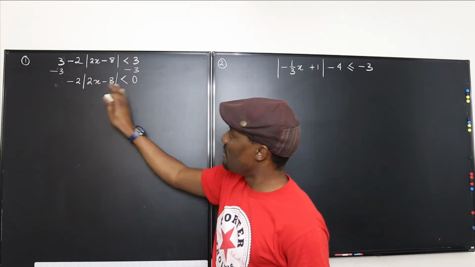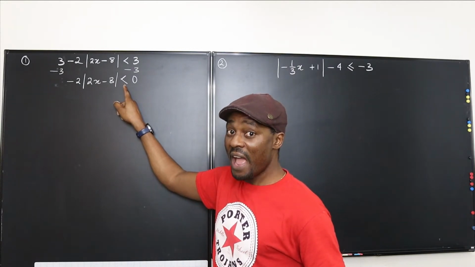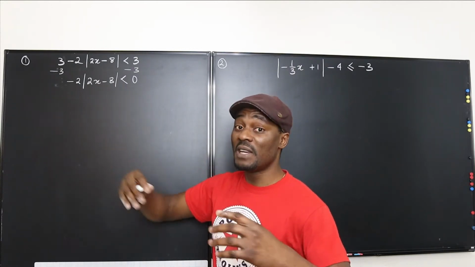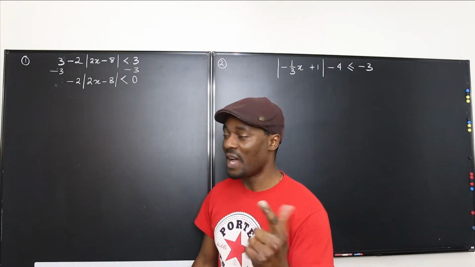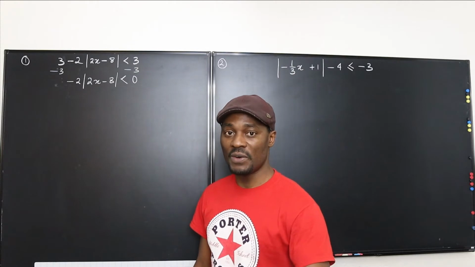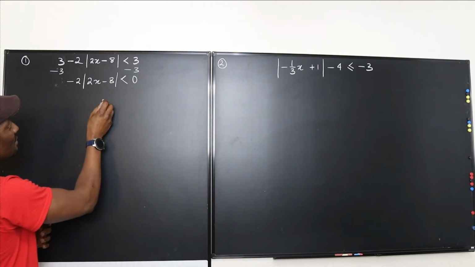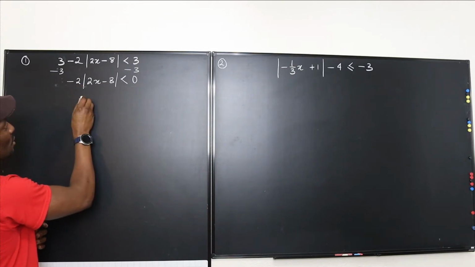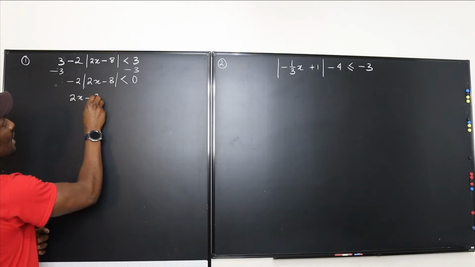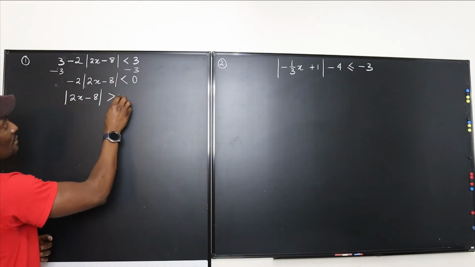Now, divide both sides by -2 means you got to flip the sign. Whenever you divide by a negative number and you have an inequality, you must flip the sign. If it was less than, it becomes greater. If it was greater, it becomes less. Don't ever forget that or your answer will be wrong. Okay, so I'm going to divide both sides by -2 now. And if I divide this by -2, I get absolute value of 2x minus 8. Then this sign flips to greater than. 0 divided by -2 is still 0.